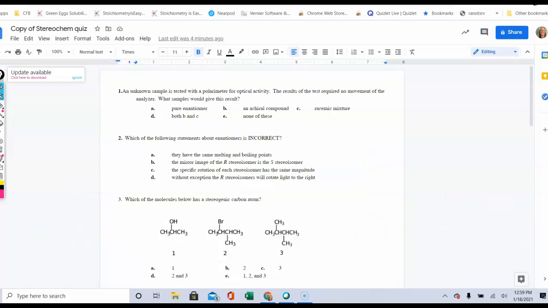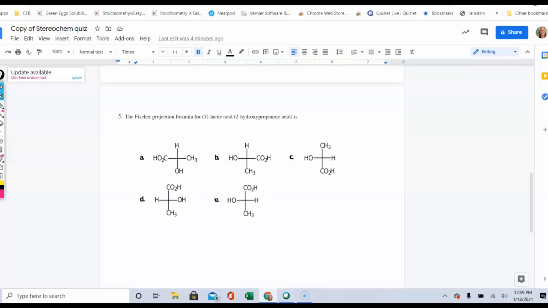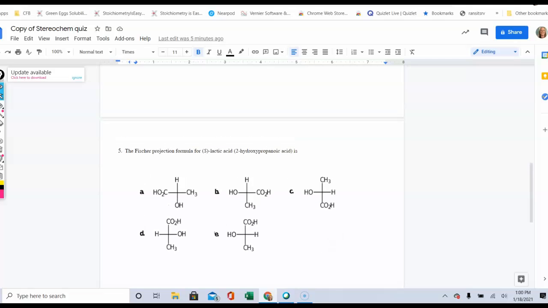Okay, so we are going on to the next problem, which is the Fisher projection formula for S-lactic acid, which is 2-hydroxypropanoic acid. Oh boy. Okay, so we need to see if we can figure out 2-hydroxypropanoic acid. So this is referring to the fact that we have a 3 carbon. Let's go ahead and draw it out. Propan means I have 3 carbons.